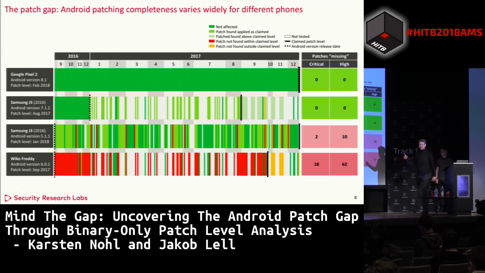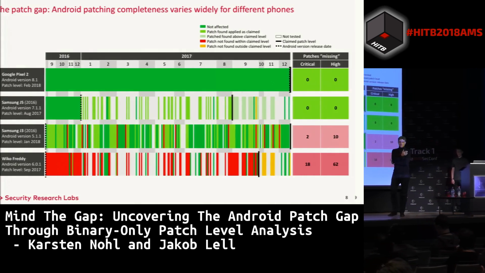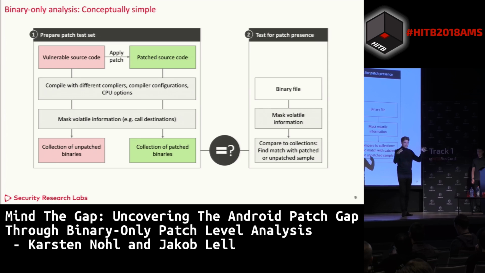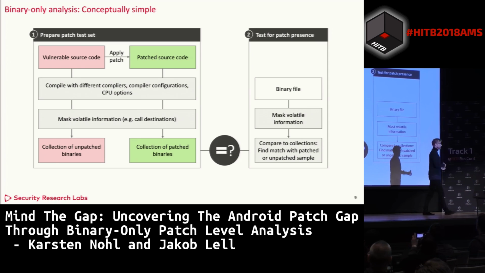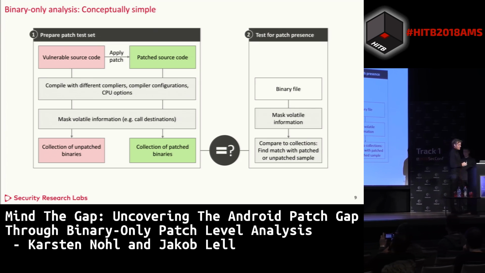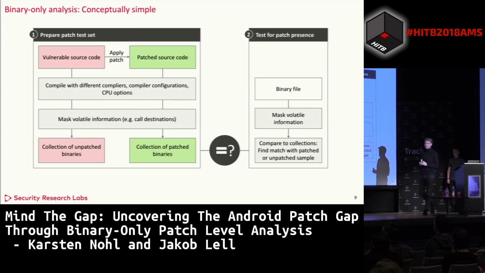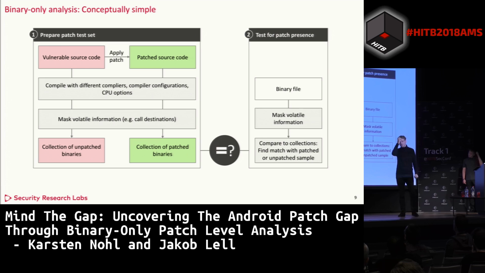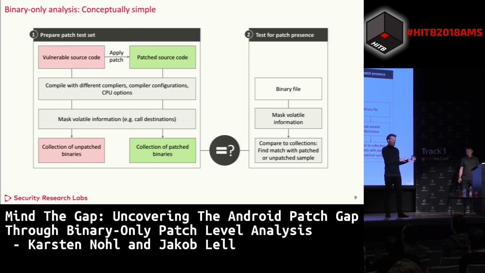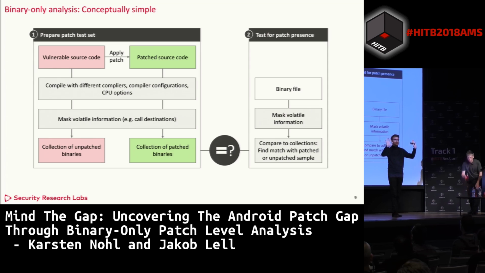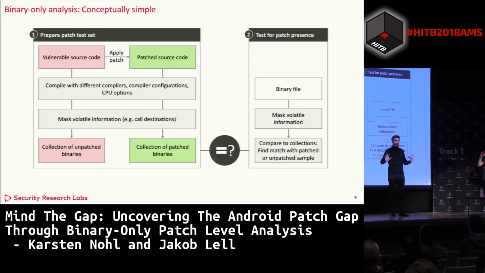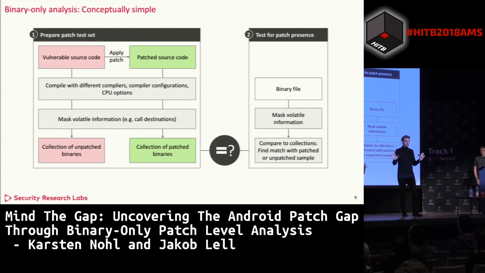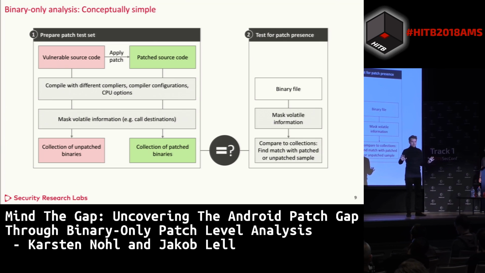So these are the results, but let's now dive into how we got these results. How do we do Android patch analysis? I'll only explain this on a simplistic level, and then Jakob will dive into all the juicy details. So simply speaking, what we do is we take the different Android source codes, right, from Google, from Qualcomm, whoever. We take them without the patch, and then we apply the patch. So we have these two sets of source codes, and we compile these two sets of source codes a bunch of times with different compilers, with different compiler options. So we have these two collections of binaries, one without the patch, one with the patch installed.